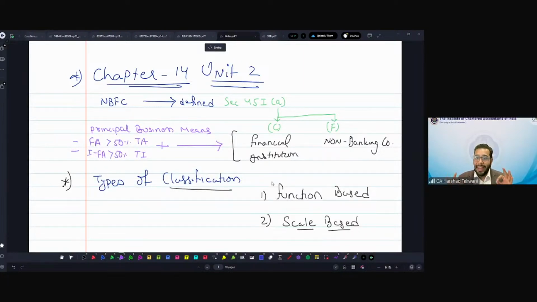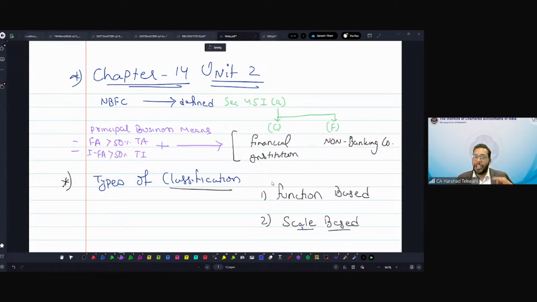Now let's take an example of a CIC, or you can say an investment company. Investment company, what does it have as an asset? Investments in subsidiaries. So the majority of the assets are that one. Okay, so I can say yes. Income from those financial assets means income from investment, that is either your dividend or capital appreciation. If that is also more than 50%, then it is an NBFC. So CIC is the best example to explain what the principal business means.